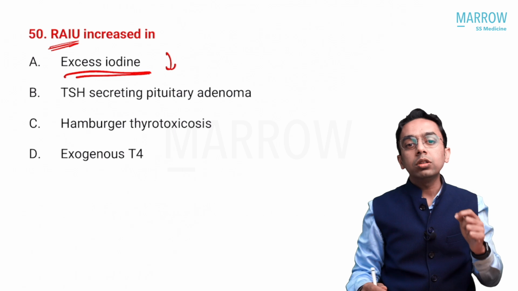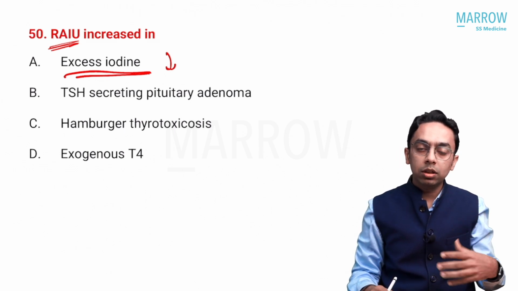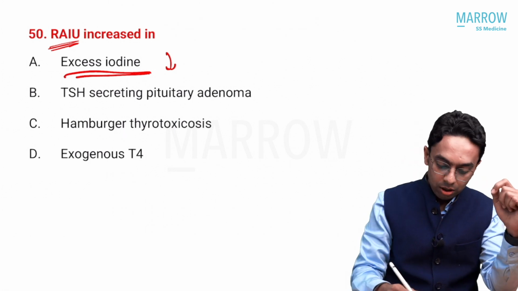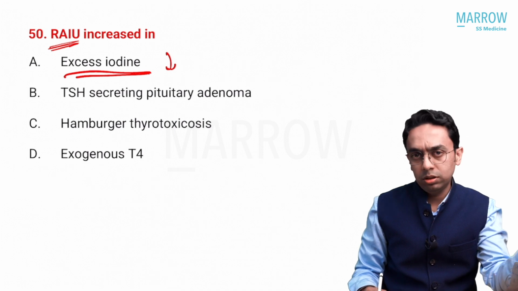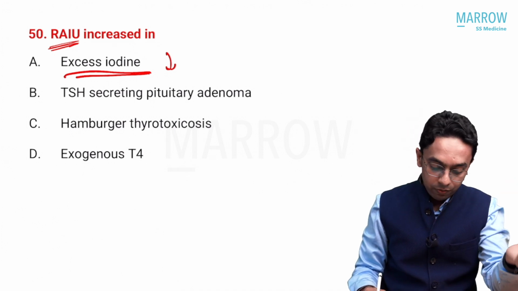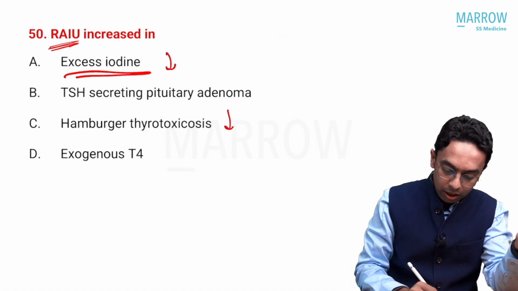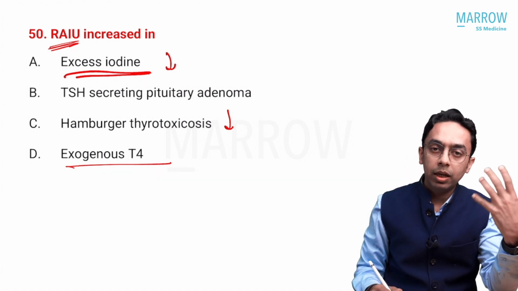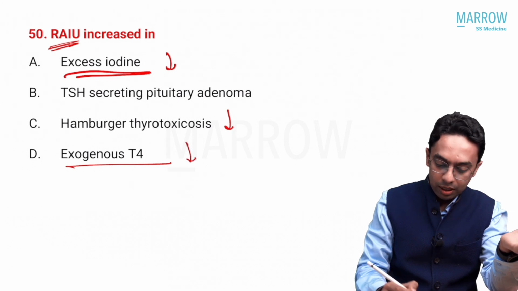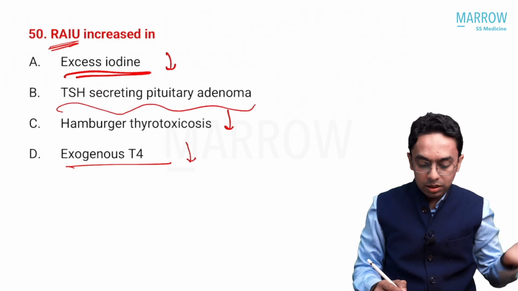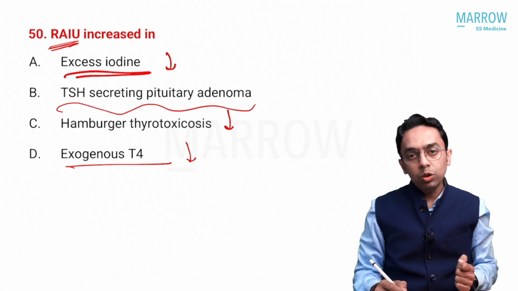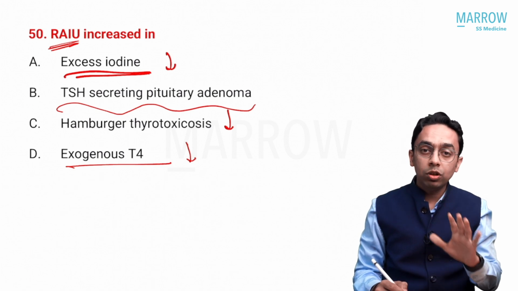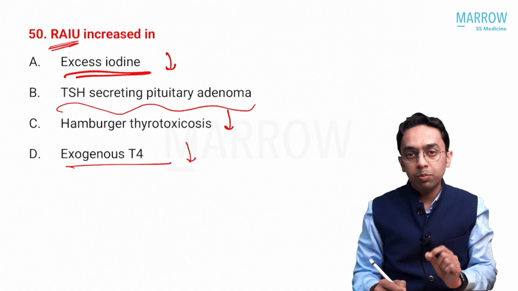Hamburger thyrotoxicosis is when meat, especially the thyroid of bovine origin, is ingested. So these patients may have thyrotoxicosis. This is just like an exogenous thyrotoxicosis, not hyperfunctioning of the gland, so uptake would be less. Exogenous T4, obviously when you are giving it from outside, the inside mechanism would be shut down, so they would have less uptake. The answer here is TSH secreting pituitary adenoma. In this pituitary adenoma, TSH would be high or normal. This will give a signal to the thyroid to actually form more T4. This is hyperthyroidism. Okay.